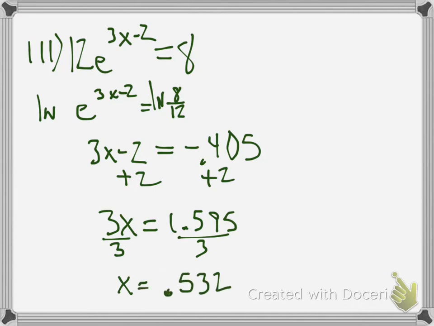Notice that when I said 2 plus negative 0.405, that gave me an answer of 1.595, and then divided by 3 to get that answer.